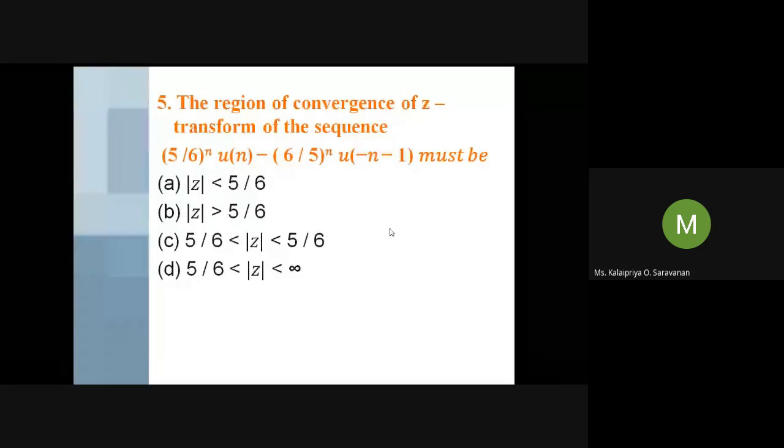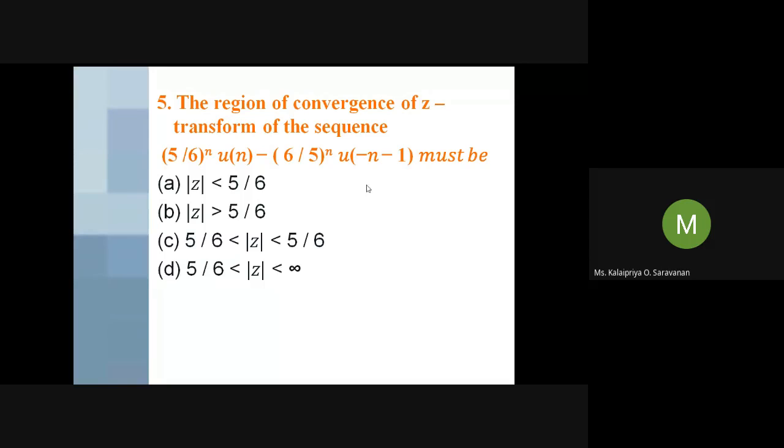Okay. The region of convergence of the Z transform of the sequence given as (5/6)^n u[n] minus (6/5)^n u[-n-1] must be... So this x[n] is given to you. You will have to calculate the region of convergence, ROC. If you have to find the ROC, you will have to find the Z transform of the given expression. So x[n] is given. First find x(z) and then find the ROC for it.